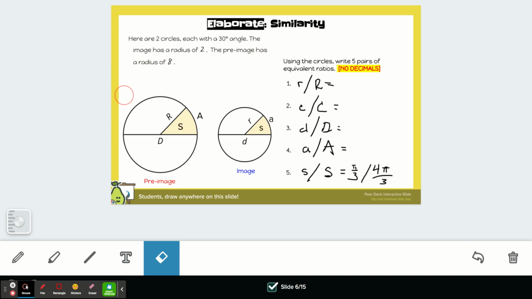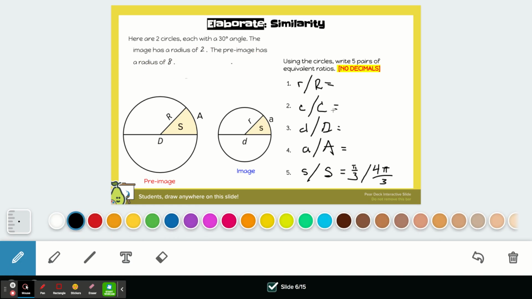All right. Now going over some of these smaller ones, the radius, of course, is 2 over 8. The circumference is 2 pi r. So 2 times 2 will give me 4 pi. 8 times 2 will give me 16 pi. Right. Diameter is the radius times 2. So I got 4 and 16 here. Right. Arc length is something similar.